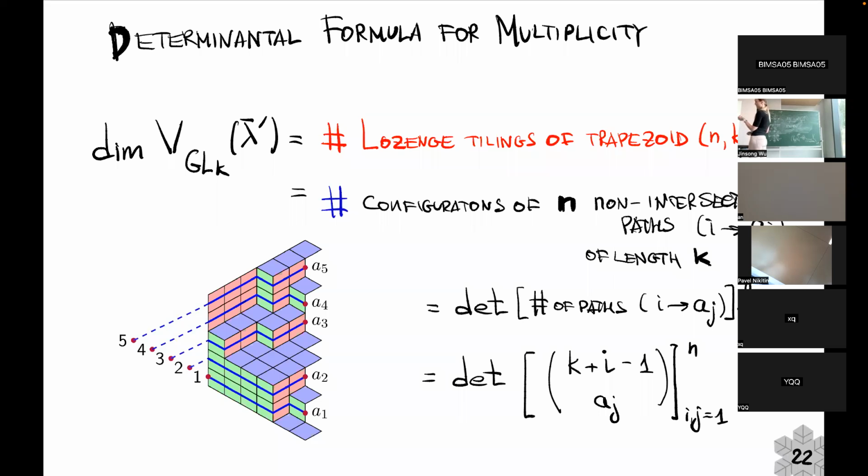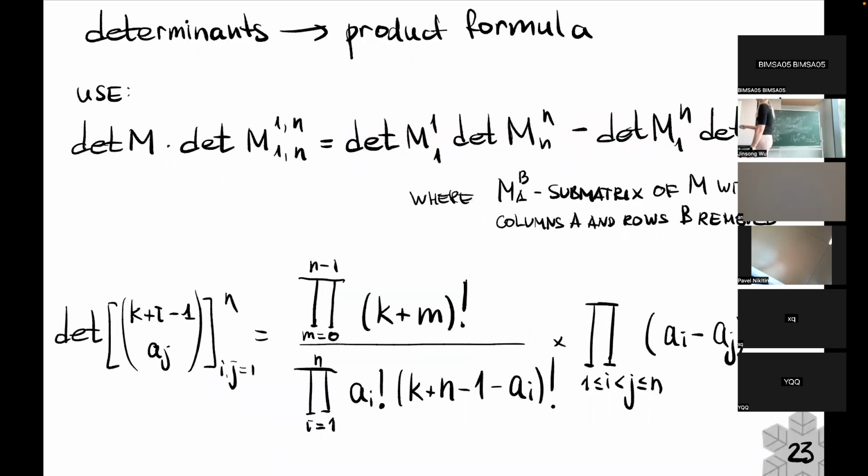The LGV lemma allows us to calculate the number of non-intersecting lattice paths between certain points using the determinant formula. This is a very well-known lemma, and if we put the starting points here, we can apply the LGV lemma and say that our dimension of lambda bar prime, which we have been looking at from the very beginning, is equal to this determinant. And this determinant can be calculated. Here's a way to calculate the determinants.